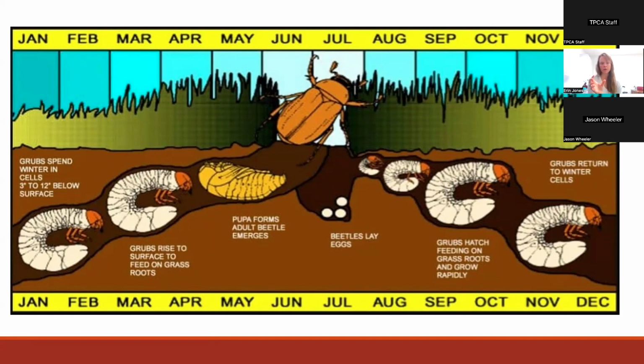So this is a really great graphic to show you the times that you need to be applying pesticides for them. And this is just a graphic that I found online. You can look up June bug life cycle and find it very easily if this is something that you want to show to other people.